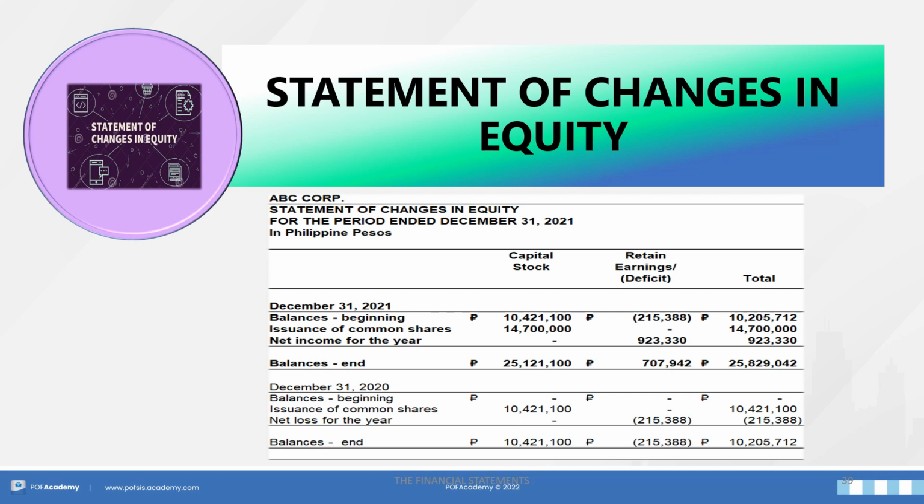For the transactions, we have here the beginning balance of 10.4 million plus additional capital of 14.7 million plus the balance of the retained earnings, which is 707,942. As a result, we have an ending balance of equity amounting to 25.8 million. On this, we have an increased capital from 10.4 million to 25.8 million.